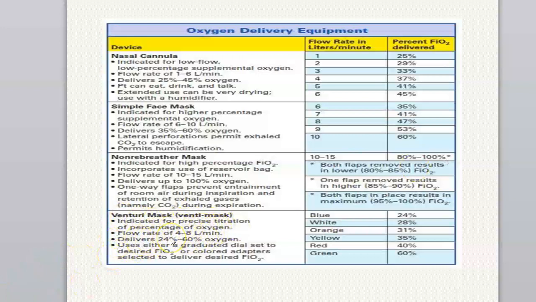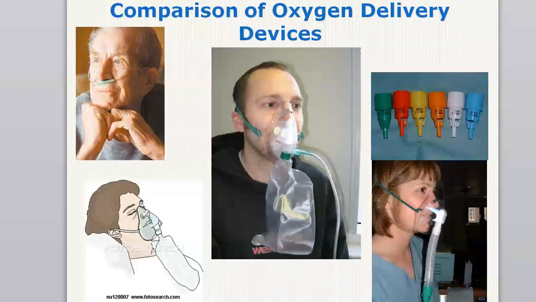Flow rate can be anywhere from 4 to 8 liters, and can deliver as much as 24 to 60%. Usually there's this little disc that is color coded, and depending on the color will determine the percentage of FiO2 that's delivered. Let me see if I can show you that in the next slide. Yes, they're in this slide.